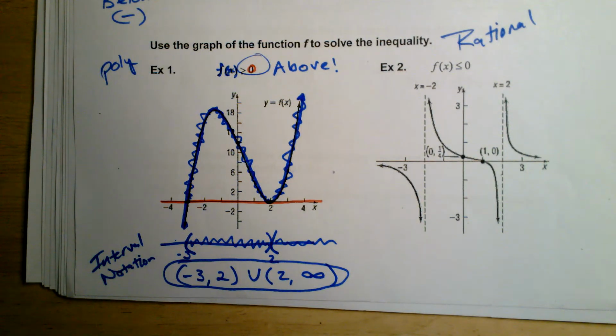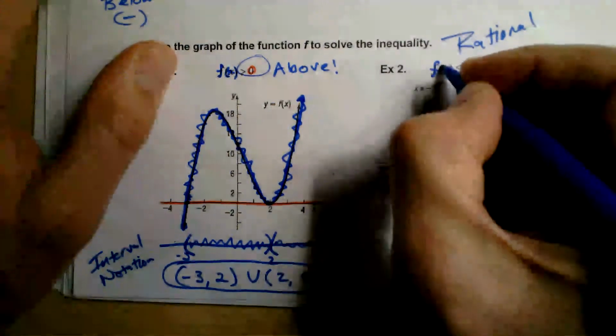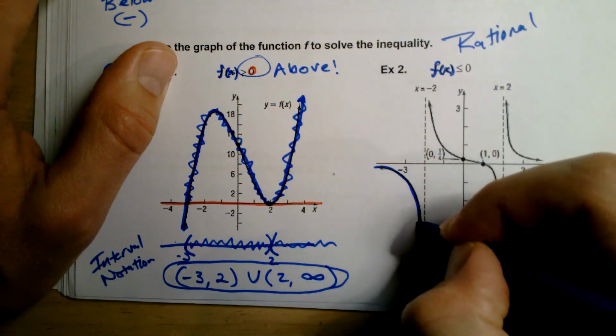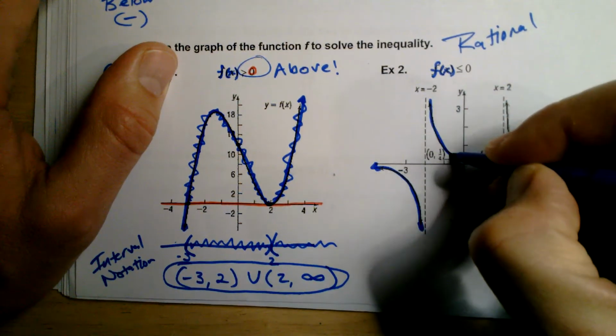All right, so I look at the next one. Example 2, I got f of x, we'll do in blue. So f of x is this rational function, getting really close to these asymptotes.